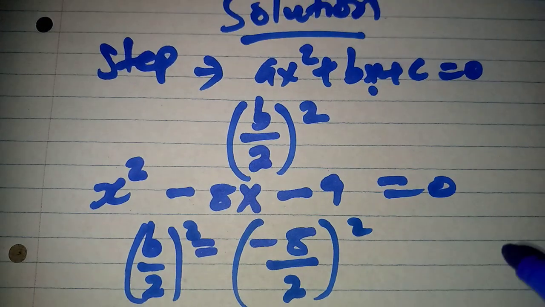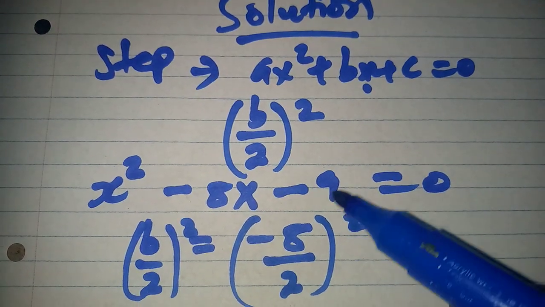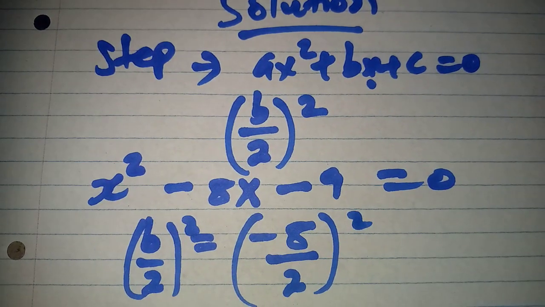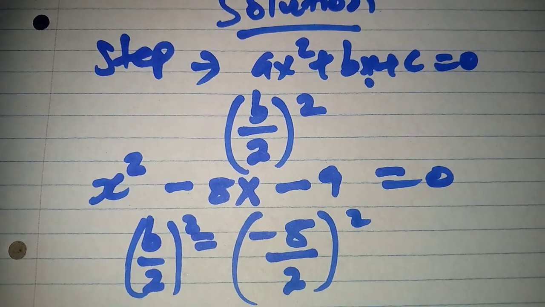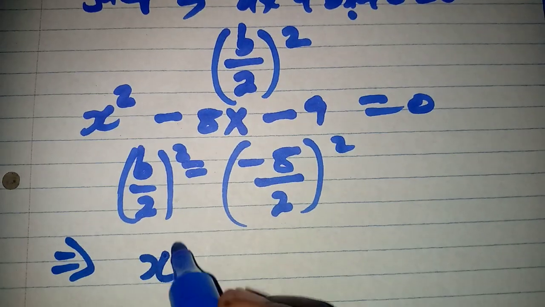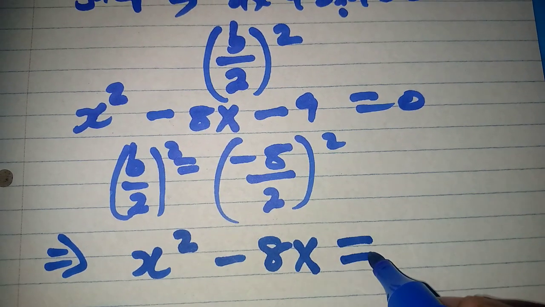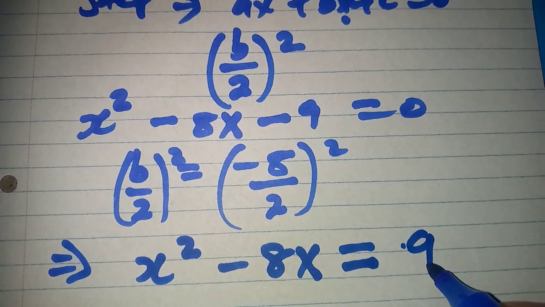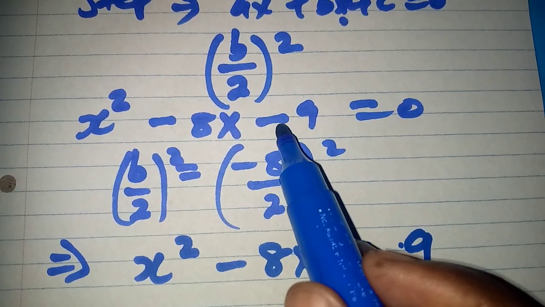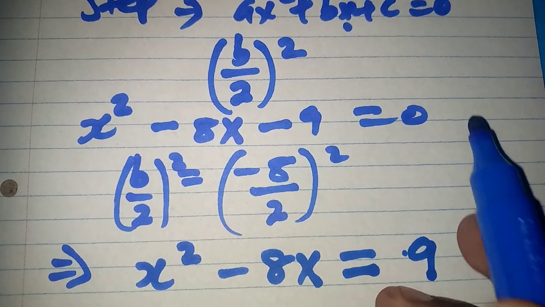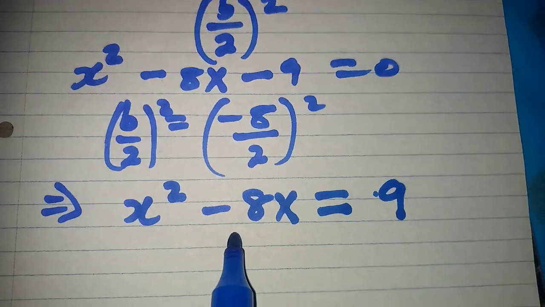And before I do that, I'm going to take the constant to the other side. So my equation now will change to x squared minus 8x equals 9. What have I done? I've taken the negative 9 to the other side, so it is positive.